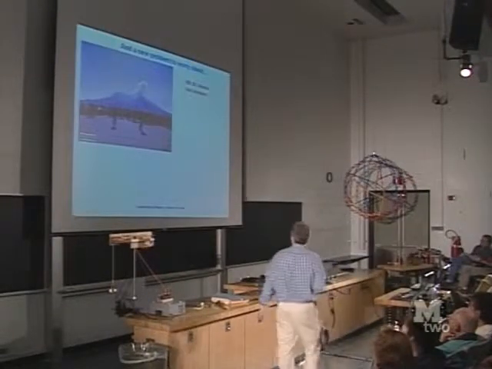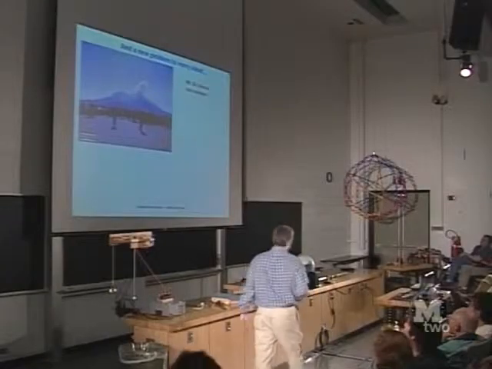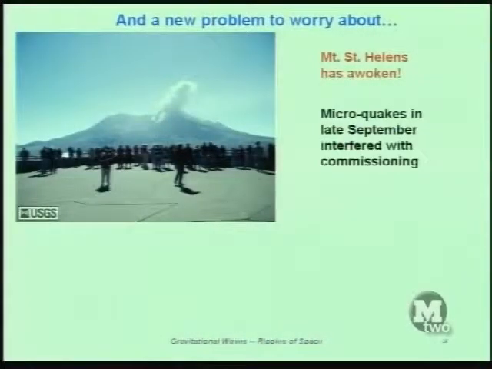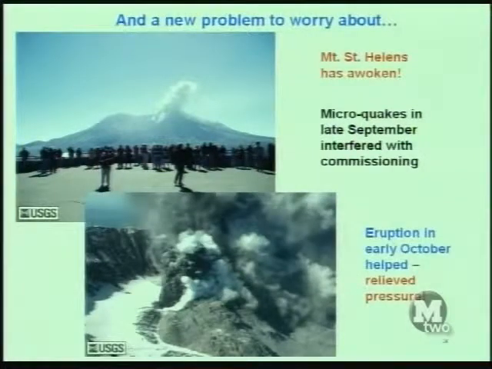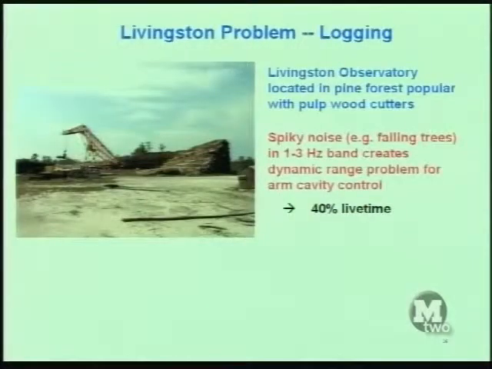Now we have a new problem to worry about at Hanford. Mount St. Helens has woken up, and that caused us some problems last fall. We had a lot of microquakes that were interfering with commissioning. We can't sustain too much ground motion, or we can't operate the interferometer. And finally, we had some relief. There was an eruption, and that sort of settled things down after the pressure was relieved inside that volcano. We hope that Mount St. Helens will continue to sleep, but it is a long-term worry.